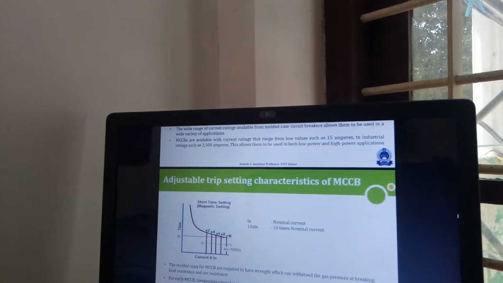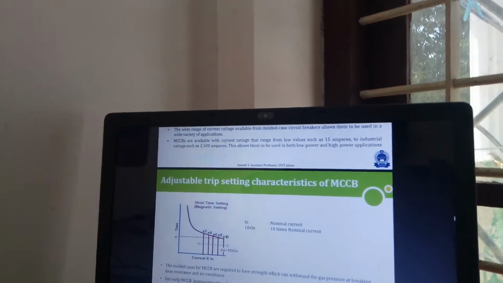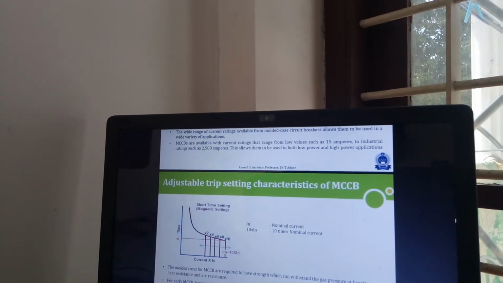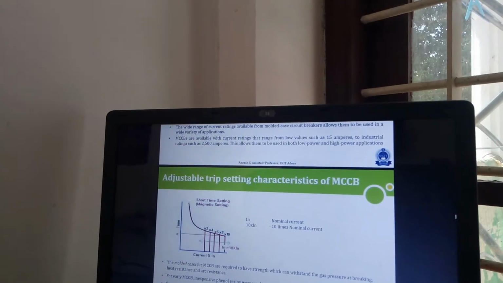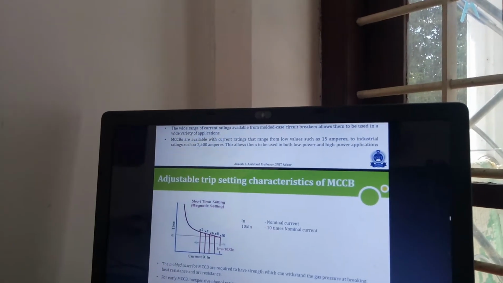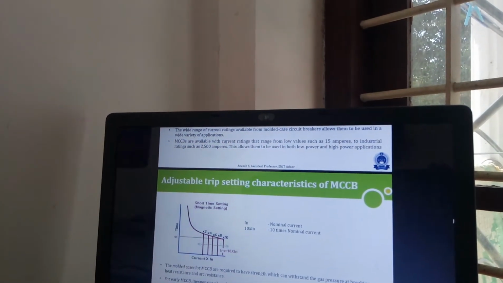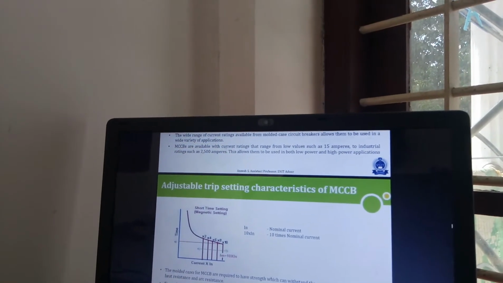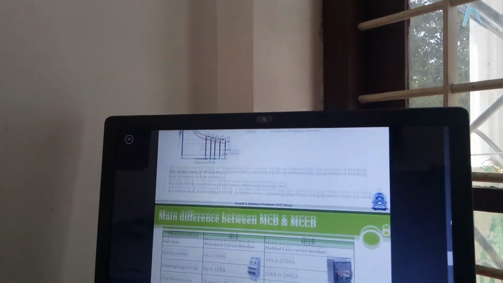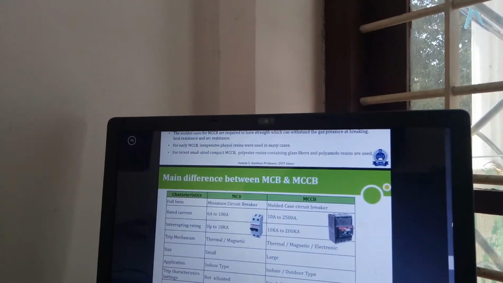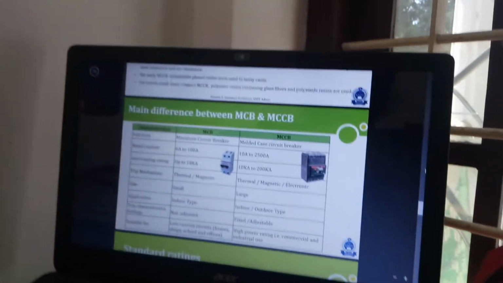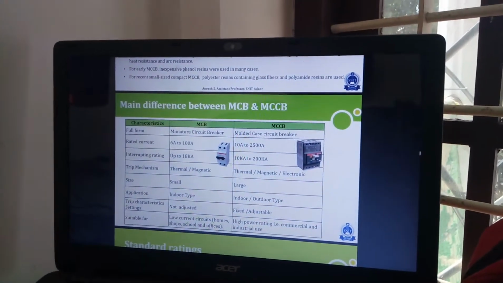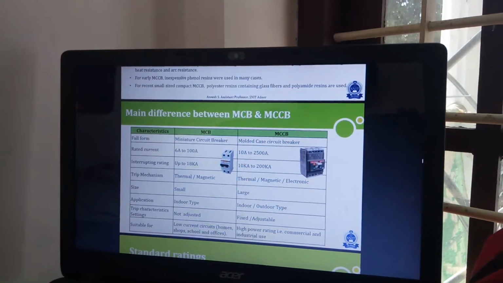It is required to withstand the gas pressure at breaking, heat resistance, and it is also used for arc resistance. Compared to early MCCBs it is less expensive. Now it is very compact, as it contains glass fiber, polymer resins, etc. You can see here in the diagram or in the slide the main difference between MCB and MCCB.